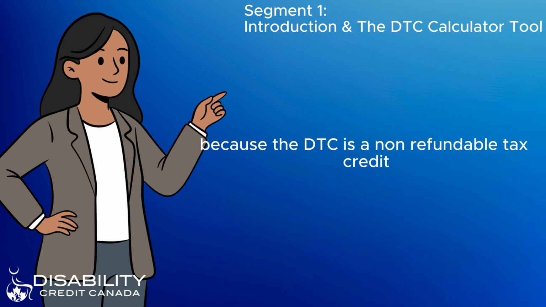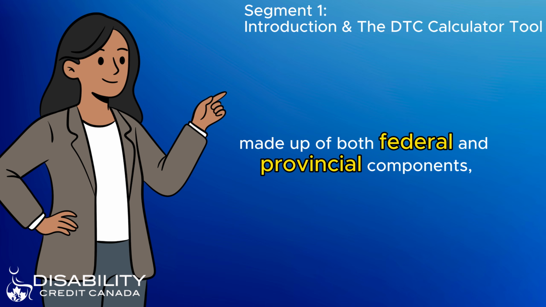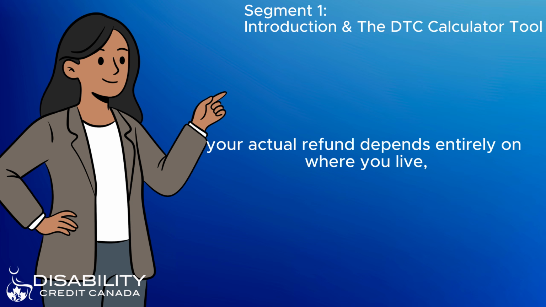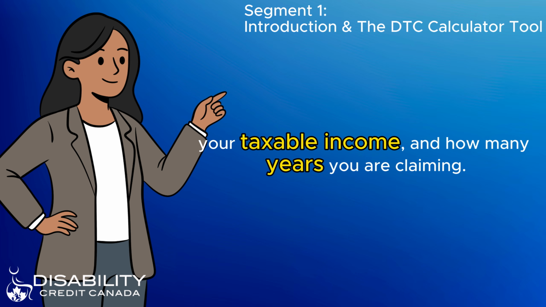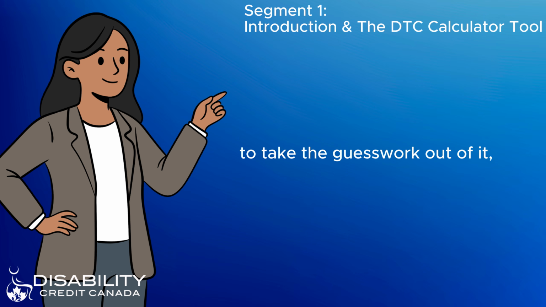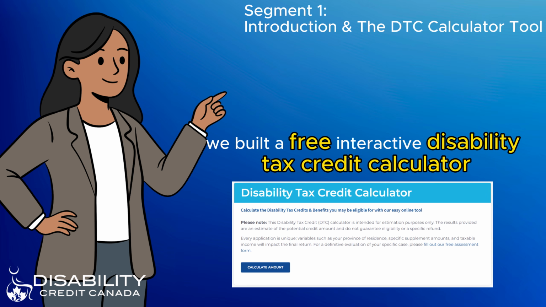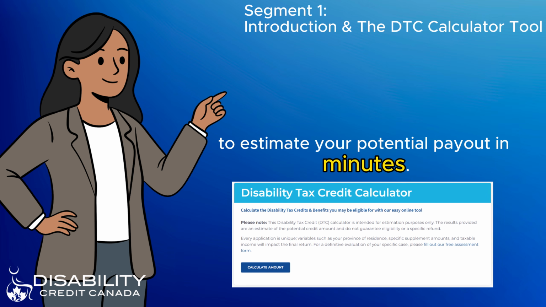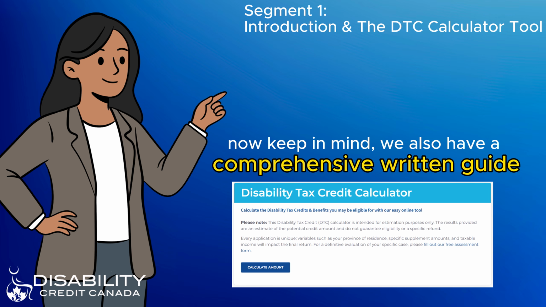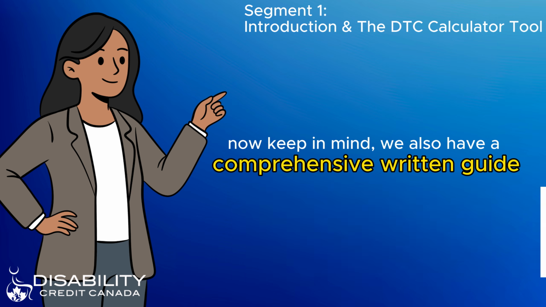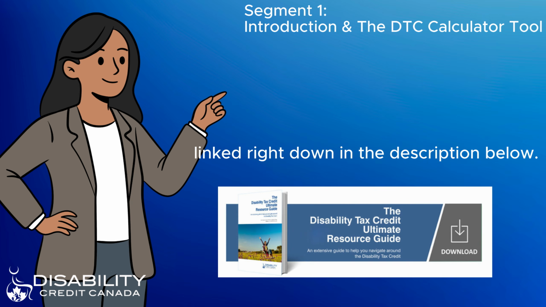Because the DTC is a non-refundable tax credit made up of both federal and provincial components, your actual refund depends entirely on where you live, your taxable income, and how many years you are claiming. To take the guesswork out of it, we built a free, interactive disability tax credit calculator to estimate your potential payout in minutes.